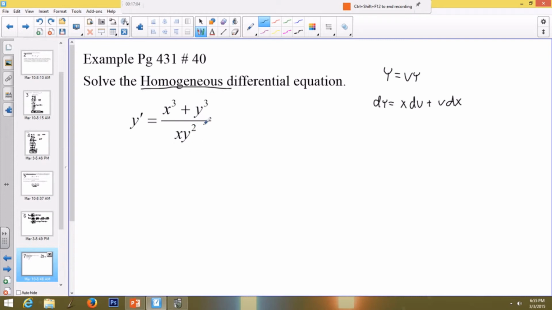But before I get that far, I'm going to move this over to the other side. So I have xy squared, and remember, we can't separate the variables here, so we're not even going to try, at least at this point. We're going to use these substitutions to do our dirty work. So this is going to be times dy over dx. I'm just changing the y prime notation to another form of the differential notation, and I got x to the third plus y to the third.